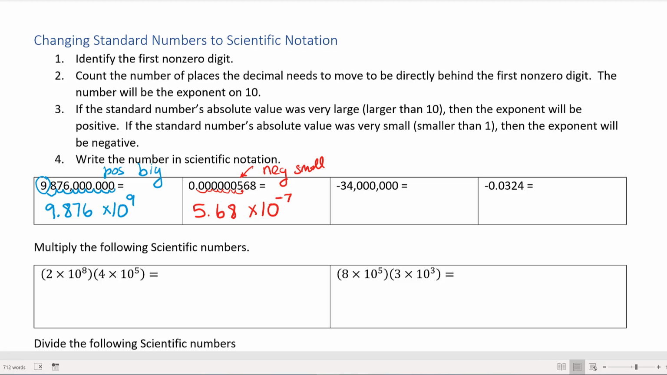Okay, so our next example, negative 34 million, is a big number. Now I know it's negative, but we're not caring about the positive or negative. It's a really big number. So because this is a large value, that means my exponent will be positive. Now, the negative is just going to stay with the whole number.